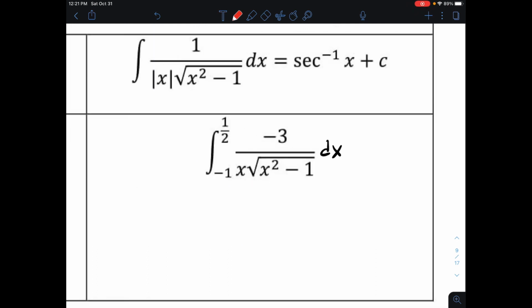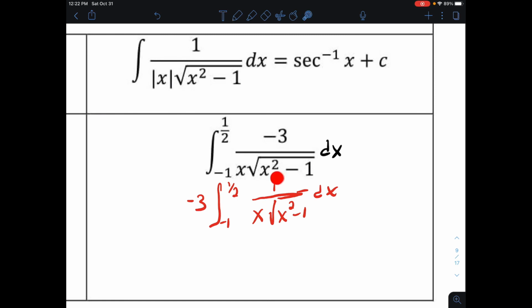All right, so looking at this problem here, I want to find the value of the definite integral from -1 to +1/2 of this function. Well, it resembles that of the inverse secant function. So if I pull out the -3, and then I start rewriting, say, all right, well, let's go from -1 to 1/2. I'd make +1 divided by x times the square root of x squared minus 1 dx. And then we would keep going and say, well, wait a minute, this would just be inverse secant, and we would go forward and work from there.